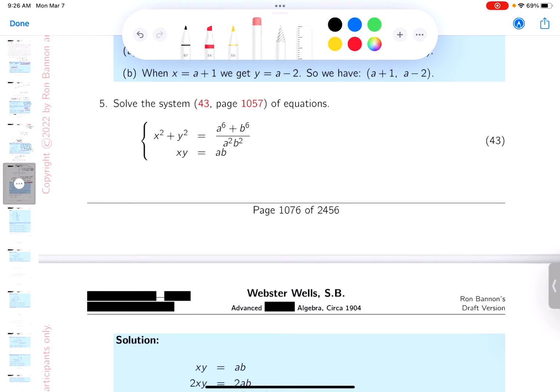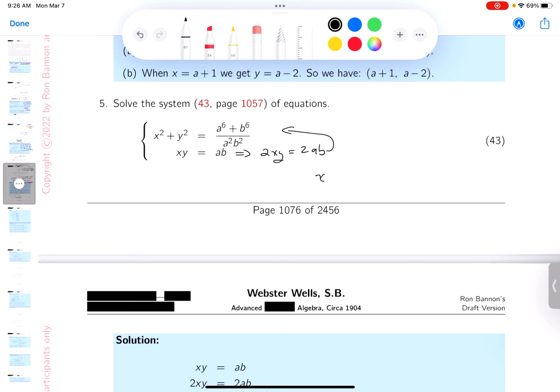Okay, I noticed something about this problem here. I'm going to take the second equation and multiply it by 2. And that's 2xy equals 2ab. Now this could be a dead end. I just multiply by 2. I'm going to add it to this equation over here.